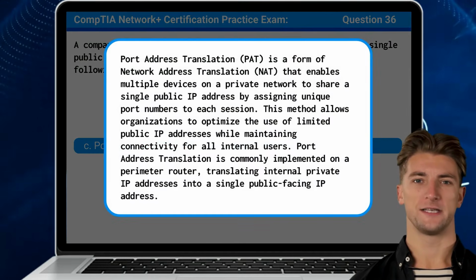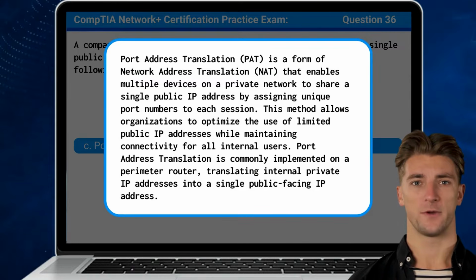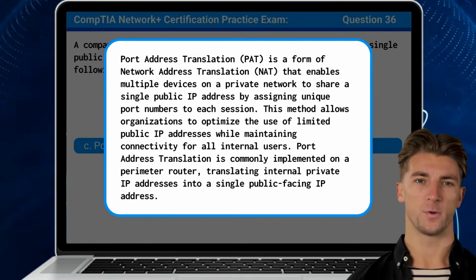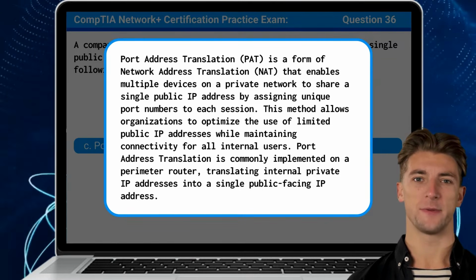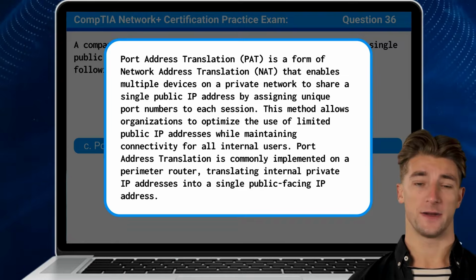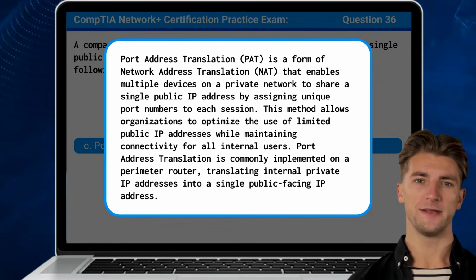Port address translation is a form of network address translation that enables multiple devices on a private network to share a single public IP address by assigning unique port numbers to each session. This method allows organizations to optimize the use of limited public IP addresses while maintaining connectivity for all internal users. Port address translation is commonly implemented on a perimeter router, translating internal private IP addresses into a single public-facing IP address.